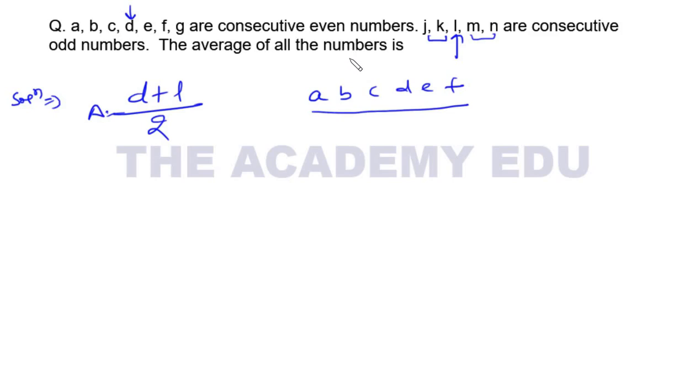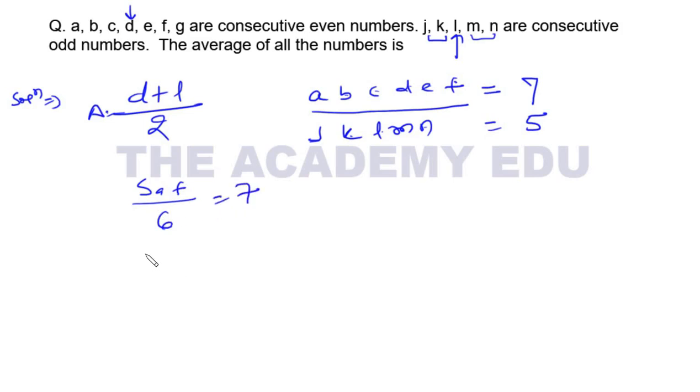So what about consecutive even numbers? In the case of even numbers, if the numbers are 1, 2, 3, 4, 5, 6, 7, the average is 4. And in the case of odd numbers, J, K, L, M, N, 1, 2, 3, 4, 5, the average is 3. Now, how can I find the average of all the numbers? See here. The average of the first, A to F, has 6 numbers with average 7, and J to N has 5 numbers with average 5.